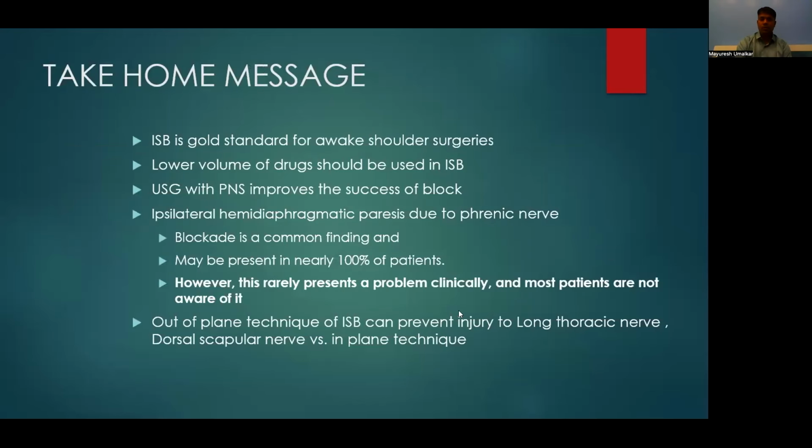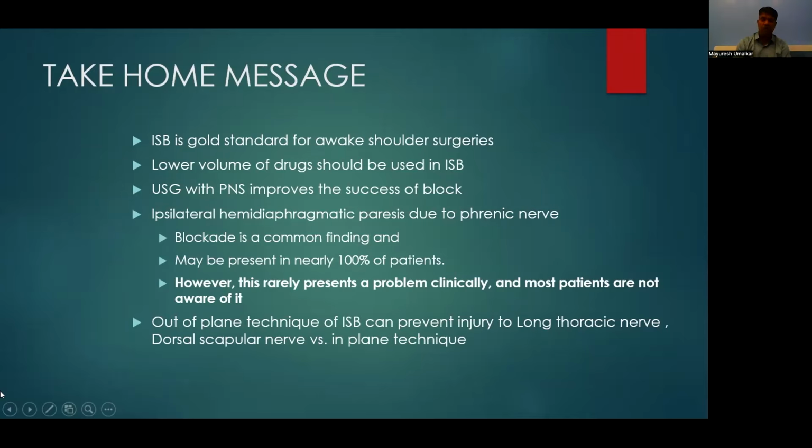So my take-home message: interscalene block is the gold standard for awake shoulder surgeries. A lower volume of drug should be used in interscalene block to avoid the complications discussed previously. USG with PNS improves the success of the block. Ipsilateral hemidiaphragmatic paresis due to phrenic nerve involvement is a common finding. It may be present in nearly 100% of patients. However, clinically, this rarely represents a problem and most patients are not even aware of it.